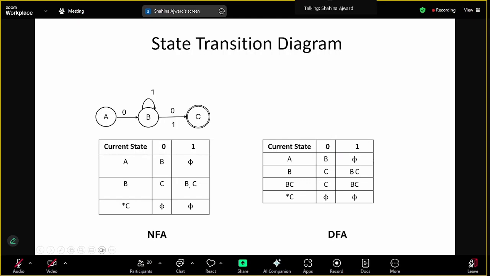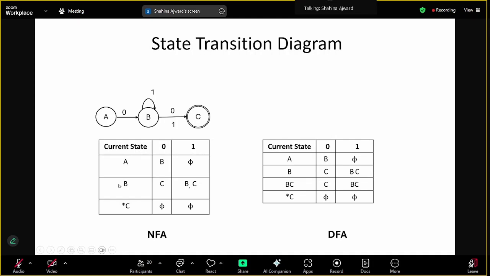Okay. Now we have moved from A to B and nothing, right? Phi is nothing, not any state. Now next from B, we need to move forward, right? So we get the B. When you have B, if it gets 0 as input symbol, it transits to the state C, right? From B, it goes to C.